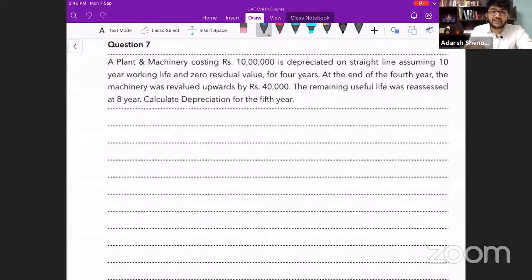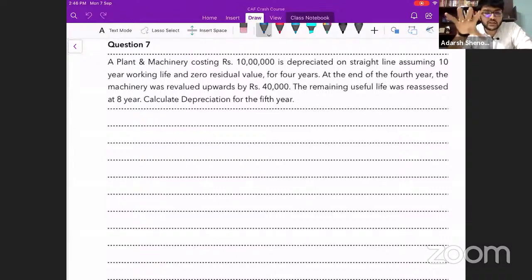Okay, this is revaluation amount. Even in the case of revaluation, it's the same thing. I'll explain with numbers how we depreciate when there is revaluation of the asset. Look at this question, question number 7. A plant and machinery costing rupees 10 lakhs is depreciated on straight line assuming 10 years working life and zero residual value. Quickly tell me what is the amount of depreciation per year?